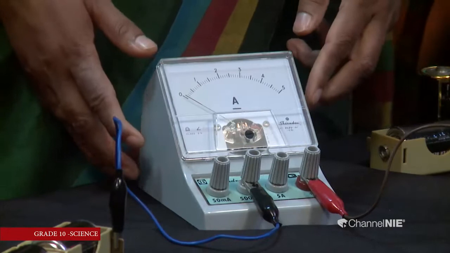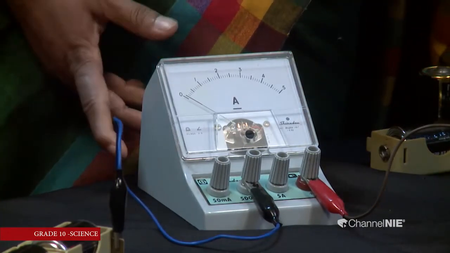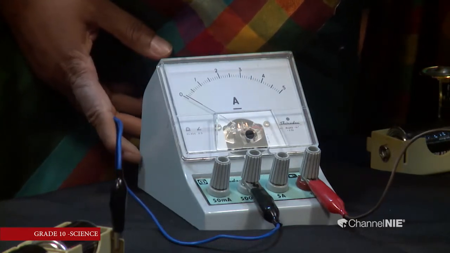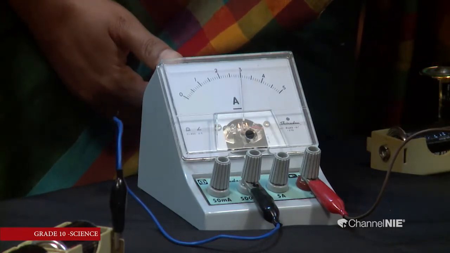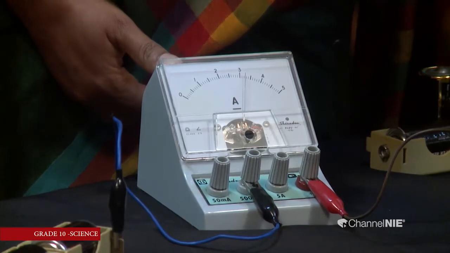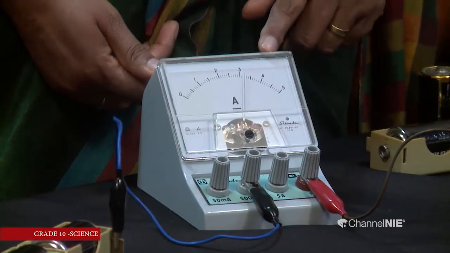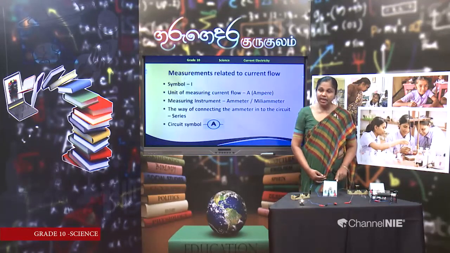Children, I am going to show you the way that the ammeter deflects again. When the switch is on, please observe the reading of the ammeter. Right. Now you can see the indicator of the ammeter deflects. Right. This is the way we measure electric current through a circuit.